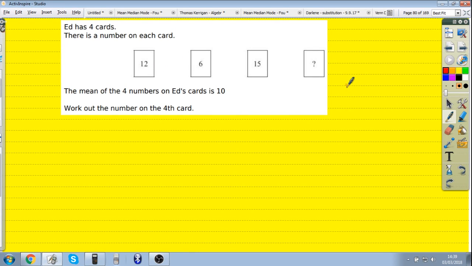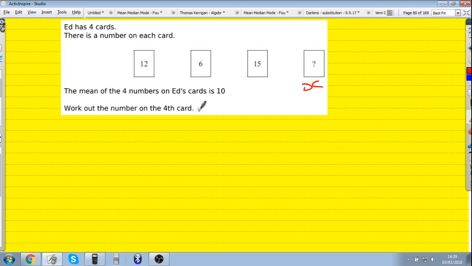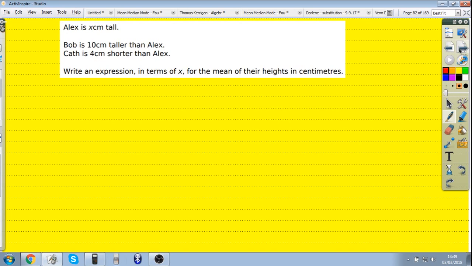This is exactly the same idea. Numbers are a bit bigger, but it's exactly the same idea. Yeah. Okay, how would you do this one? Be fine, I think.